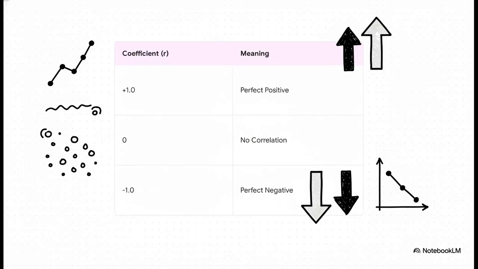So the way we measure this is with something called the correlation coefficient, or R. And it's actually really straightforward. It's just a scale from -1 to +1. If you get a +1, it means they're in perfect sync. When one goes up, the other goes up. A -1, that means they're perfect opposites. And a 0, well, that means there's really no linear relationship to speak of.